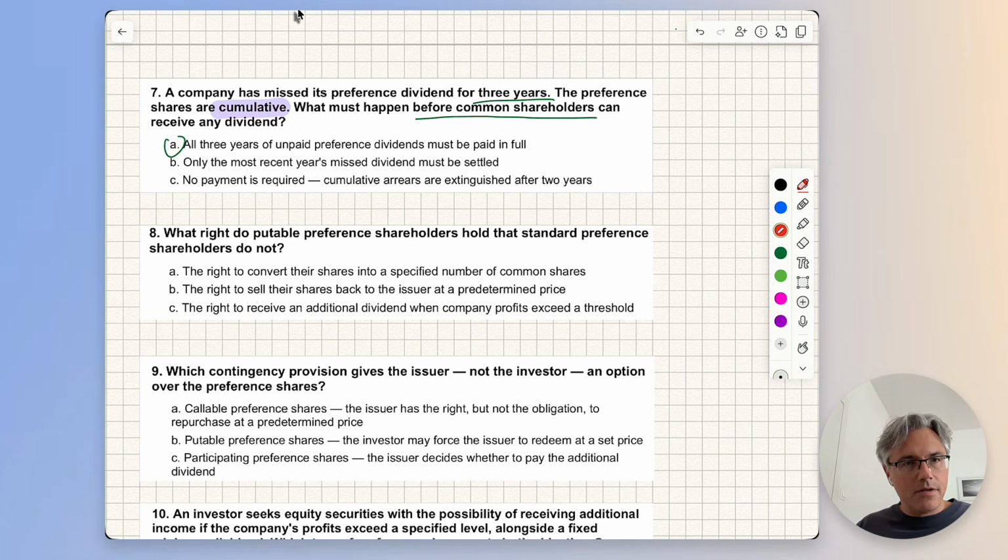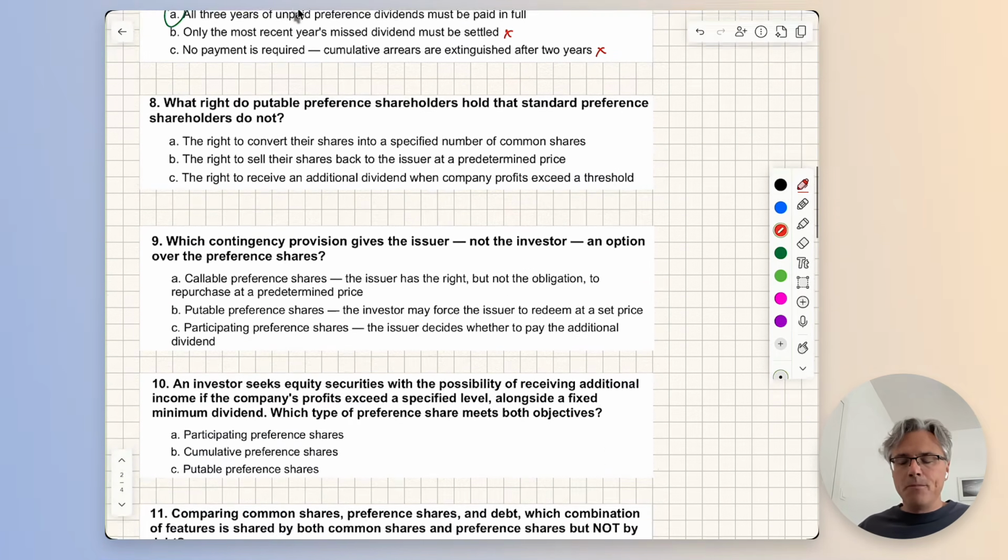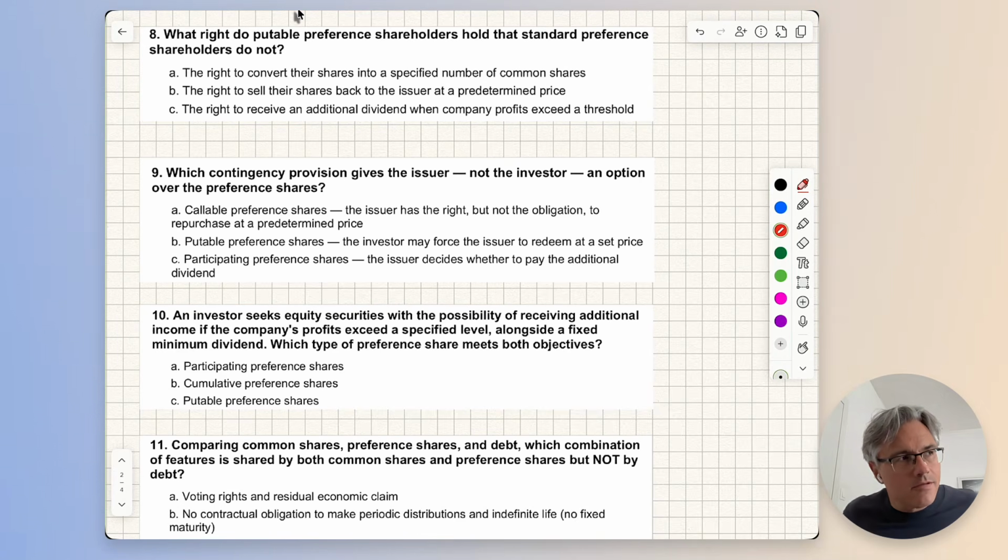The remaining answers are completely wrong. It's not only the most recent year's missed dividend must be settled. No payment is required. Cumulative arrears, so the past missed payments, they extinguish after 2 years. That's also not true. Obviously, in reality, a lot depends on what's actually written in the terms of the prospectus or the offering memorandum for the shares. There may be special clauses which void the cumulative feature in some way, or cancel it.